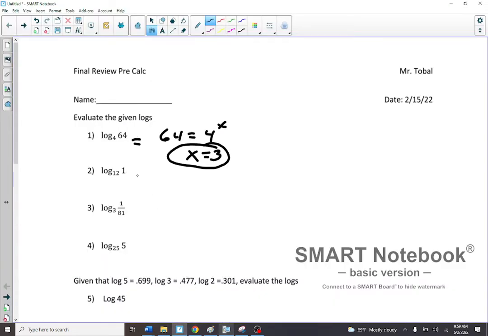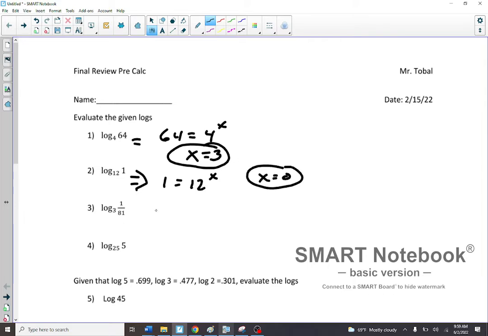Log base 12 of 1. I showed you how to do it in the calculator, so you already know. But 1 equals 12 to the x power. So in this case, 12 to what power gives you a 1? That has to be 0. So x equals 0 on that one.